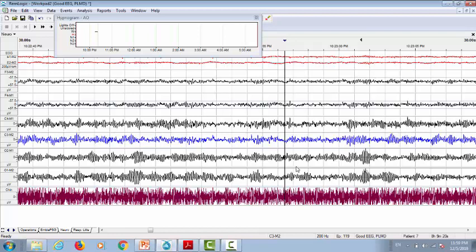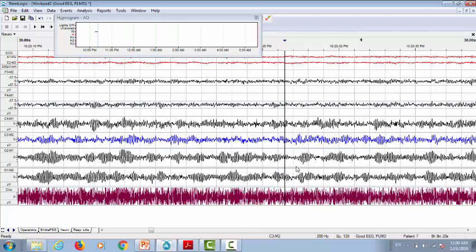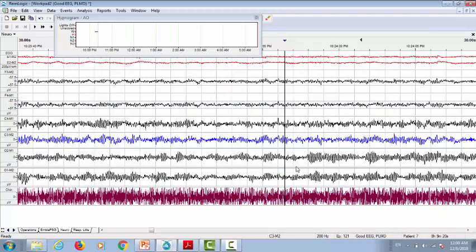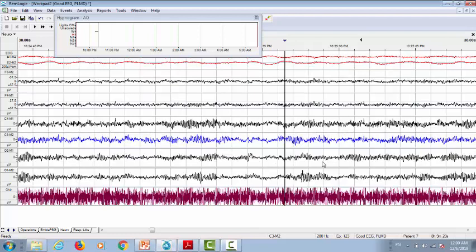Eyes are still closed, and alpha makes more than 50%, so we continue as wakefulness, wakefulness, wakefulness. We started to have slow eye movements at the end of this epoch, but alpha makes more than 50% of the entire epoch duration, so continue as wakefulness.